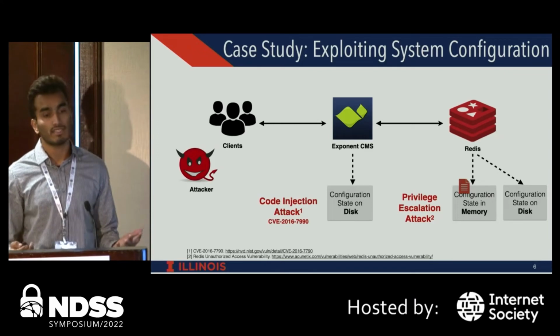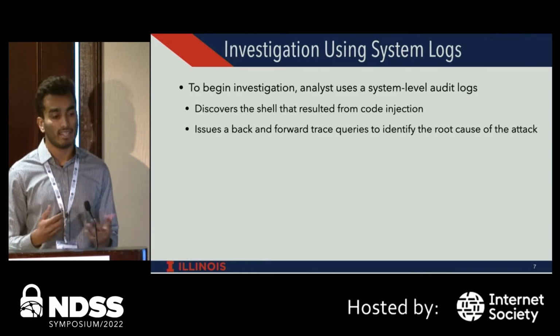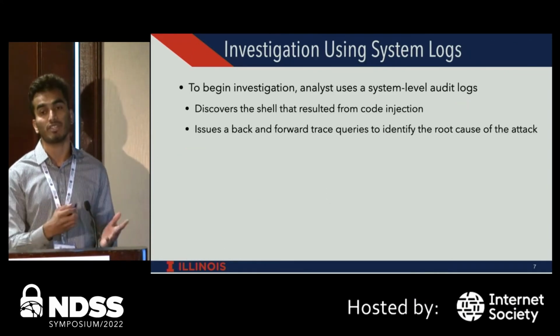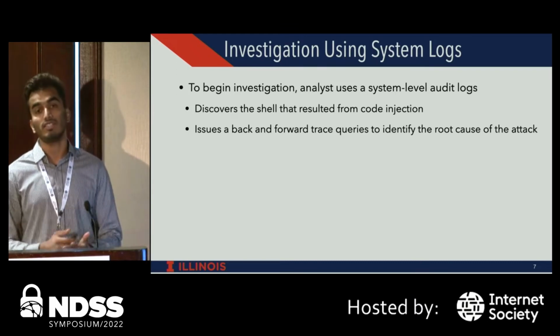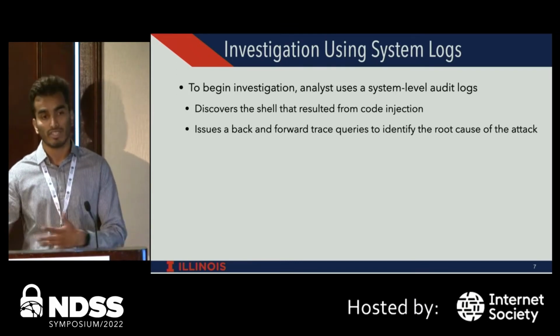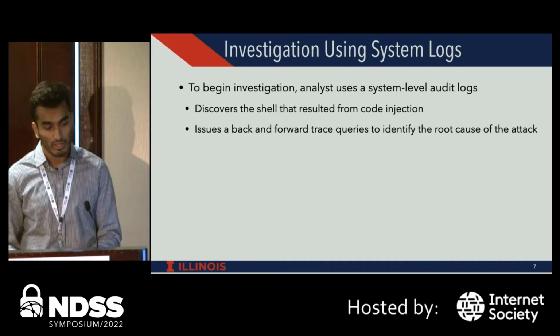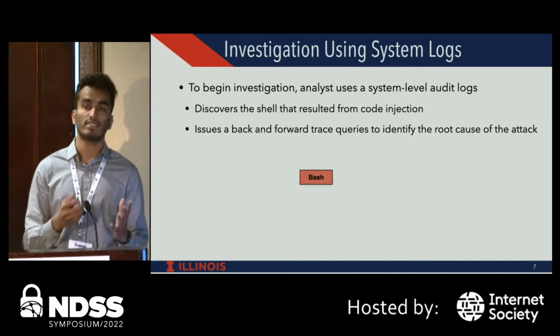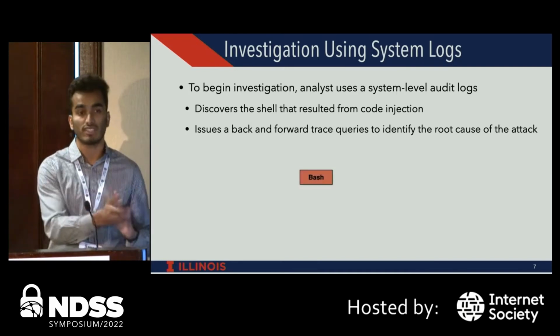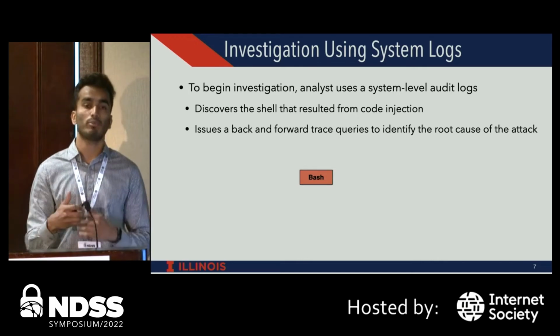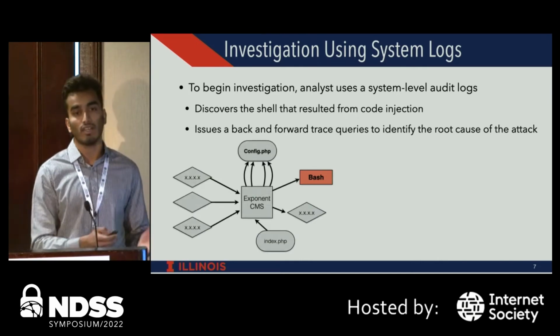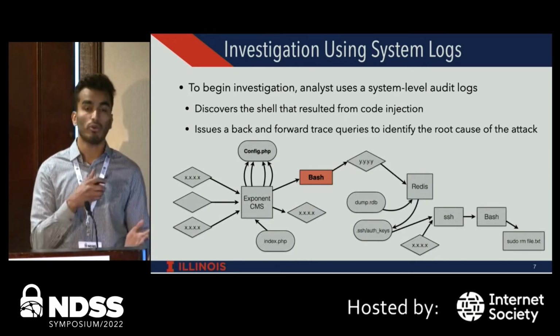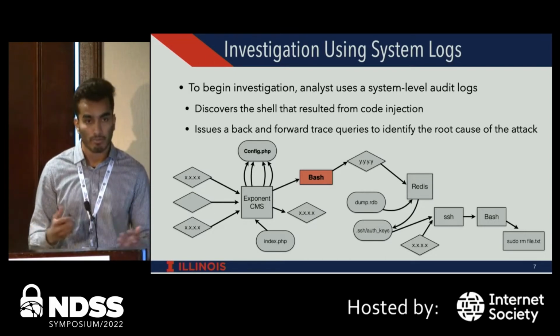After realizing the database compromise, an analyst then begins investigations by making use of system-level logs. These system-level logs collect log traces at a system call granularity. First, the analyst discovers the shell that resulted from privilege escalation in the first attack, and from there, the analyst issues backward and forward trace queries in hopes to identify the root cause of an attack.